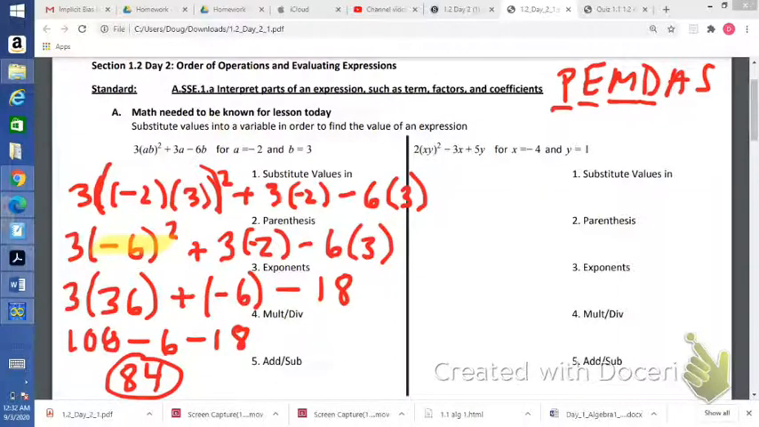So remember, you're multiplying and dividing, so whatever comes first as you look at it from left to right. And the same thing with addition and subtraction. If you look at it from left to right, you perform whatever one comes first.